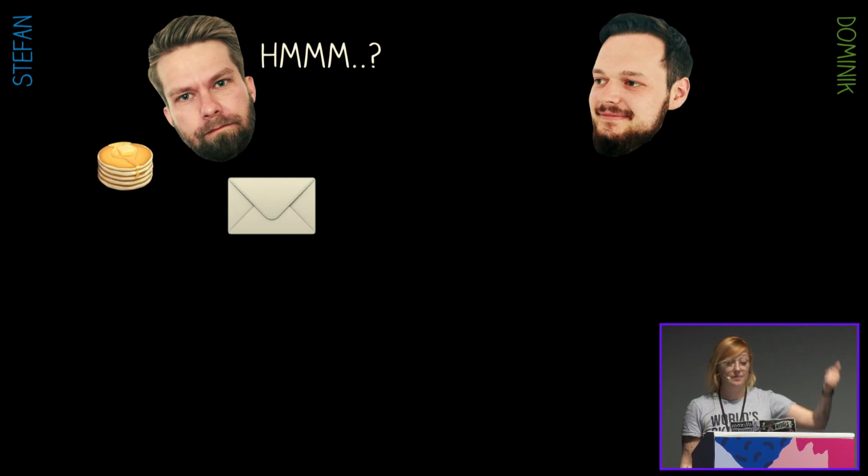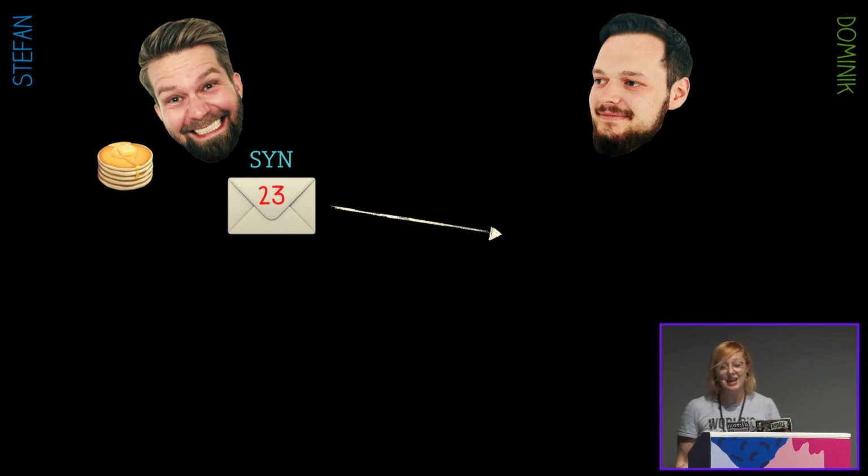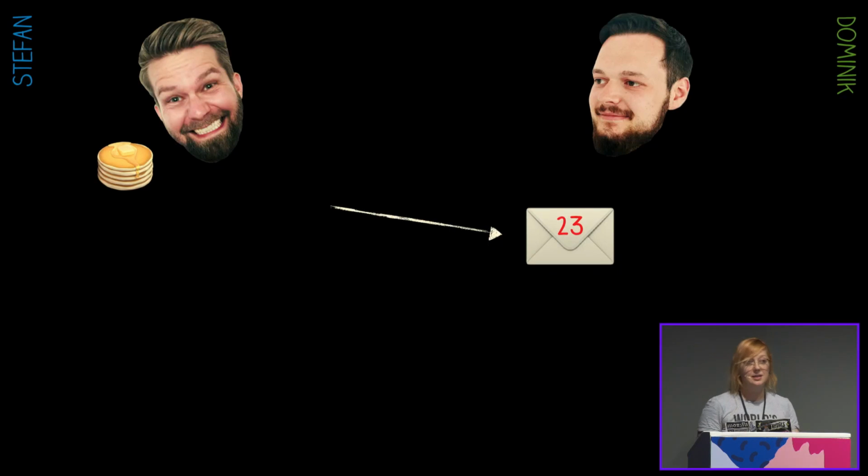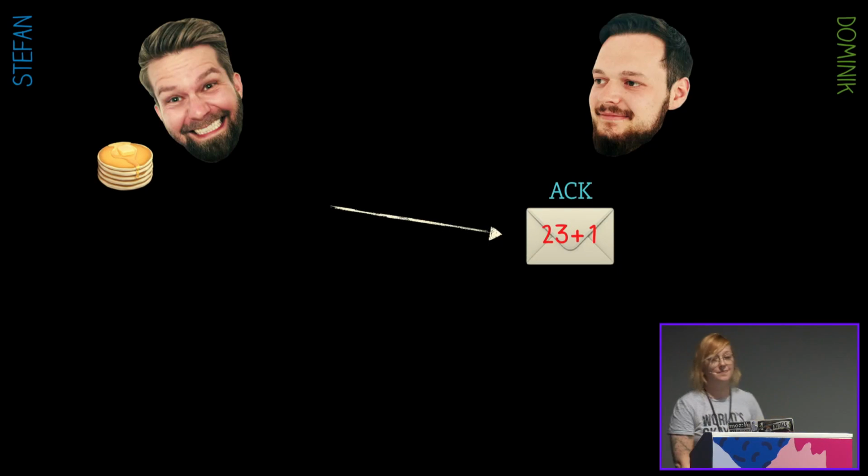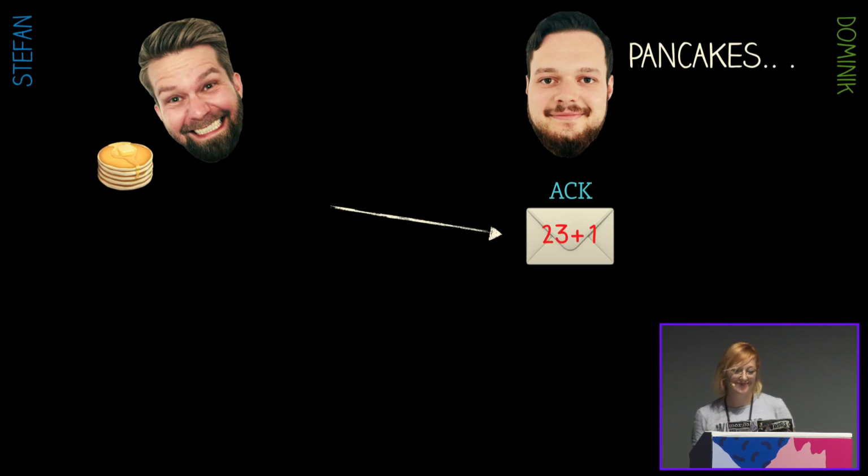Stefan grabs some paper, picks a random number, 23 it is. He writes it on a piece of paper. This is what we call a SYN. So a SYN is a request to synchronize. Okay. Dominic takes a look at the note, performs an ACK, which stands for acknowledgement, and therefore he adds the number 1. So he's like, got it.